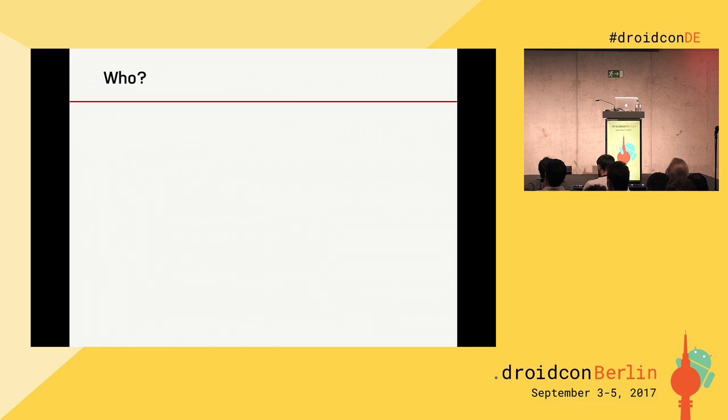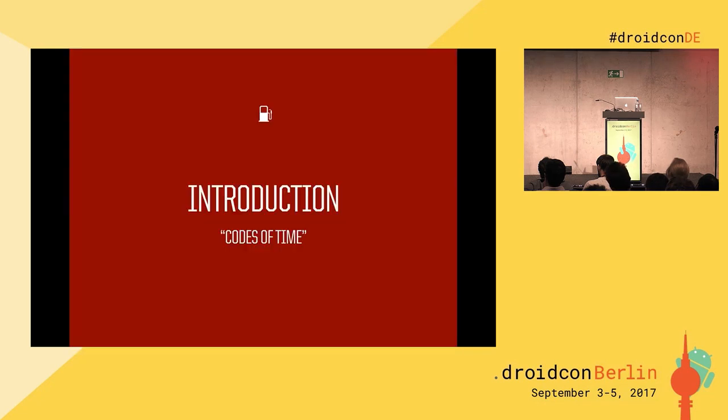So who is this talk for? The assumption here is you have at least basic familiarity. You might have implemented at least a basic level of Dagger in your code. If you are at an intermediate level in Dagger, then this is the talk for you. So let's start with the first part of the talk.